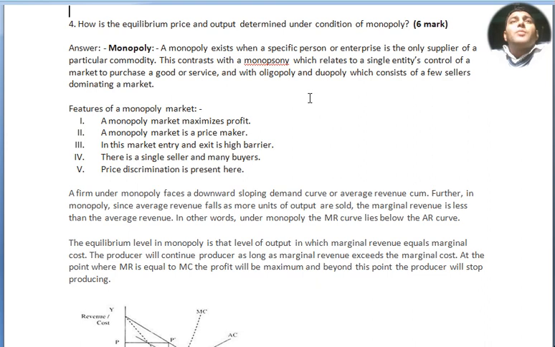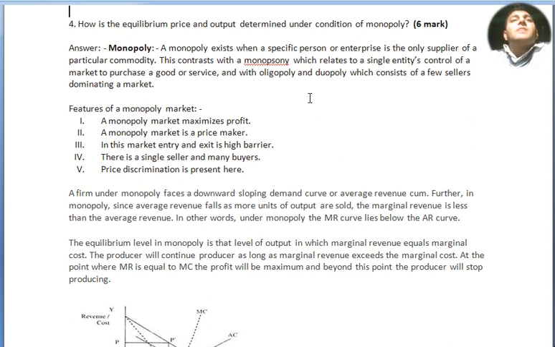A firm under monopoly faces a downward sloping demand curve or average revenue curve. Since average revenue falls as more units of output are sold, the marginal revenue is less than the average revenue. In other words, under monopoly, the marginal revenue curve lies below the average revenue curve.